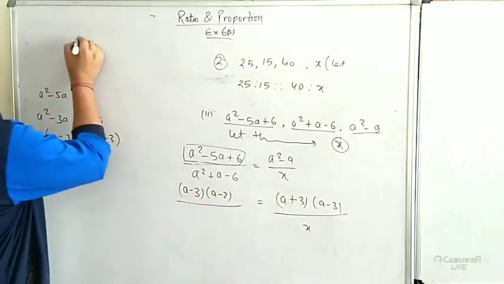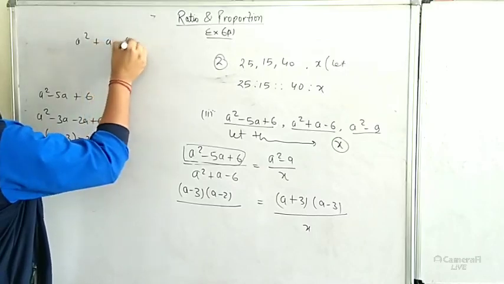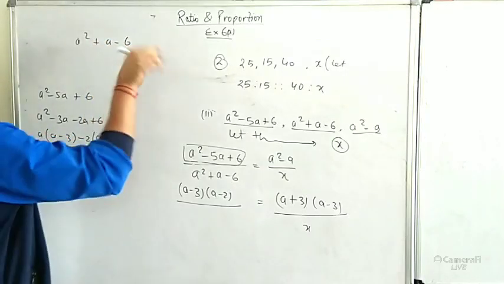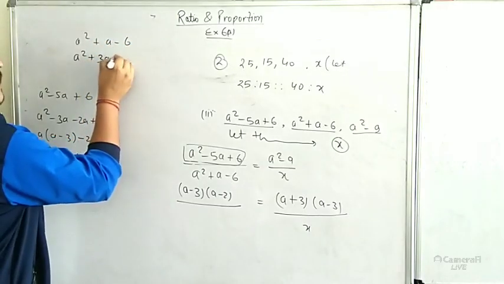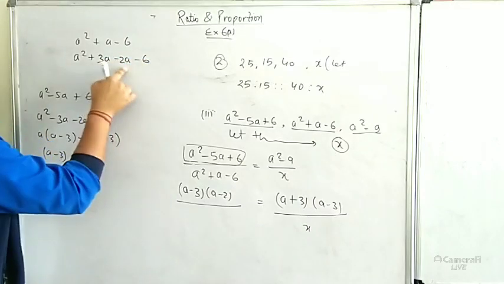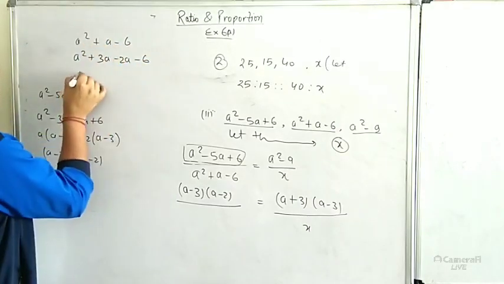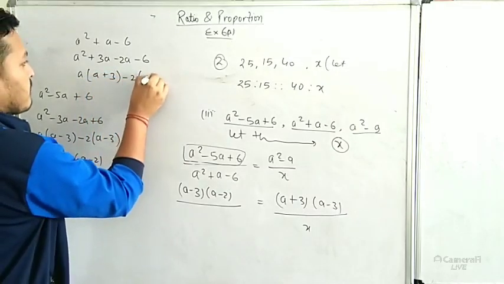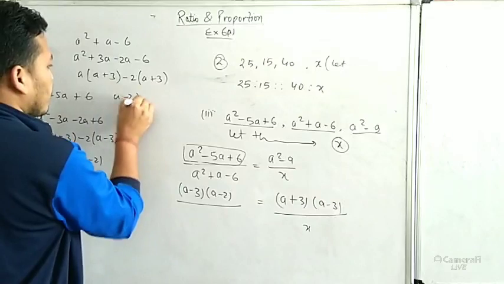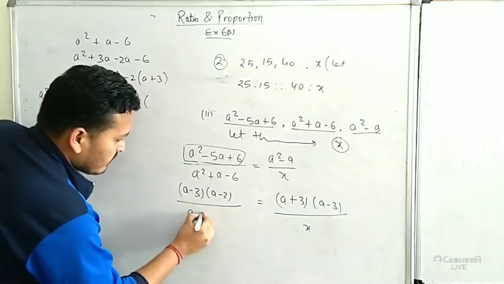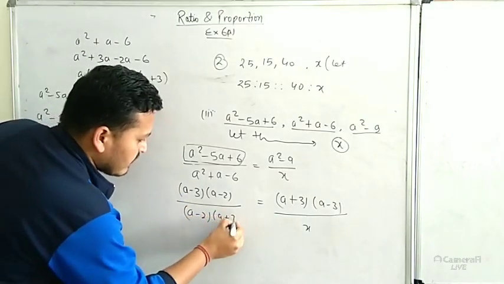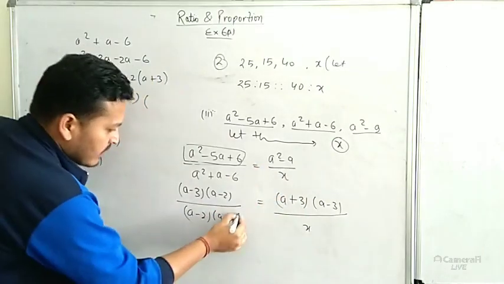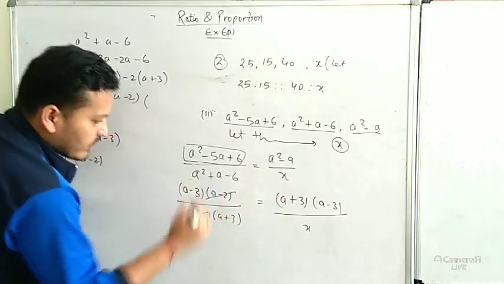And the denominator is a square plus a minus 6. What are the factors? A square plus 3a minus 2a minus 6. So 3 times 2 is 6, 3 minus 2 is 1a. So a is common, a plus 3 minus 2 is common, so a plus 3. So a minus 2 and a plus 3. On solving everything we can get our answer. So a minus 2 cancels out.